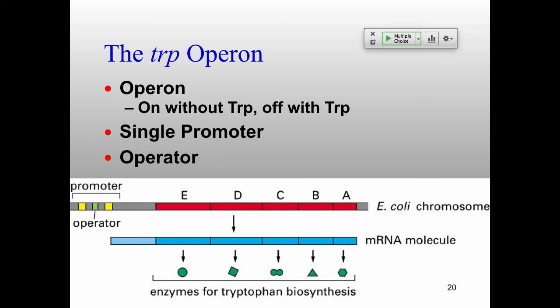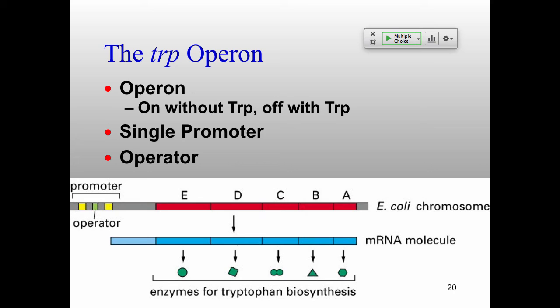If you have tryptophan in your diet, or if you're in E. coli and you're feeding it tryptophan, is it worthwhile to make all of these things? Do the transcription, translation, et cetera? No. So in the presence of tryptophan, you don't want to be making all these things. In the absence of tryptophan, you do need tryptophan, so you will have to make it under some circumstances.